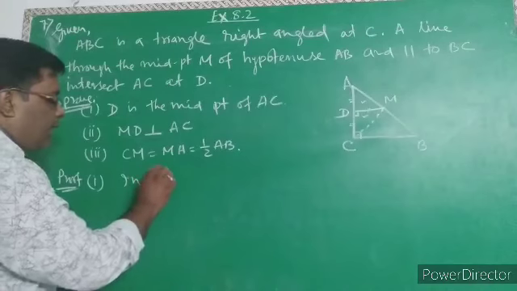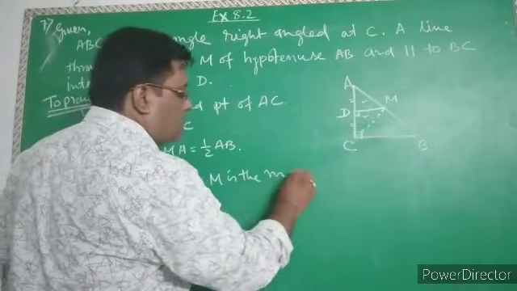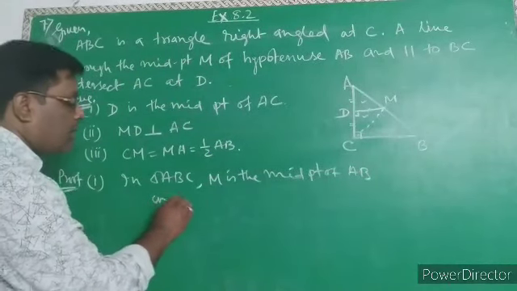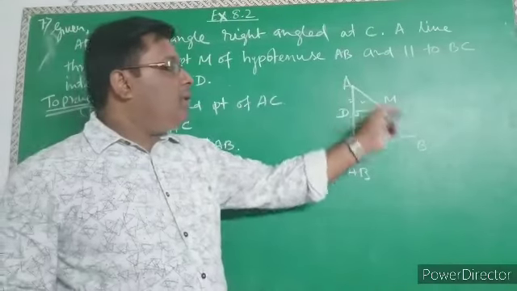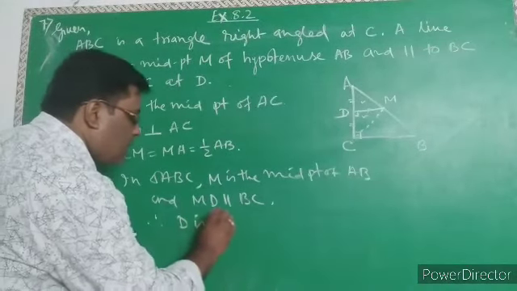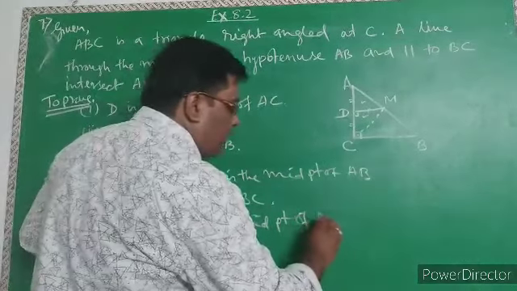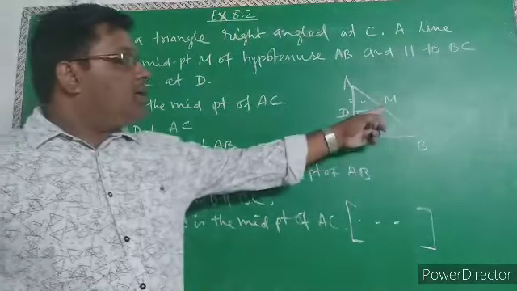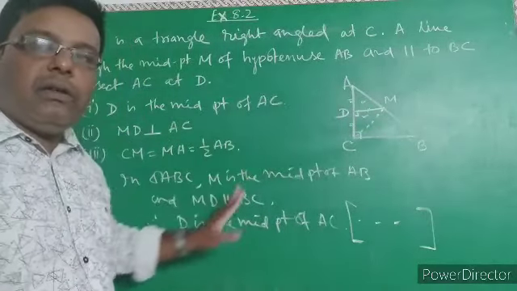So in triangle ABC, M is the midpoint of AB and MD is parallel to BC. Therefore, D is the midpoint of AC, since the line segment passing through the midpoint of one side and parallel to another side bisects the third side. So this is the proof.